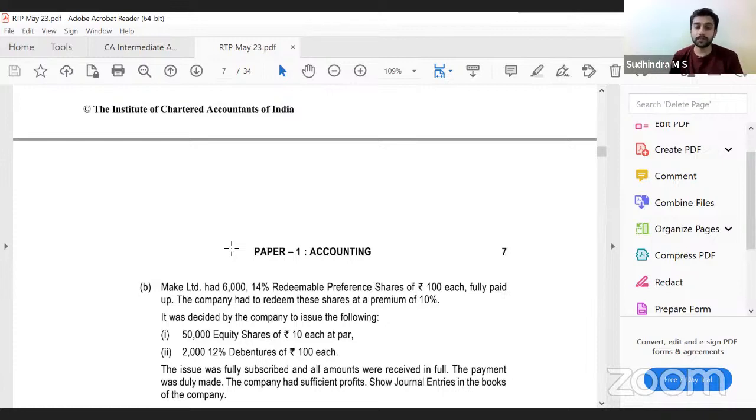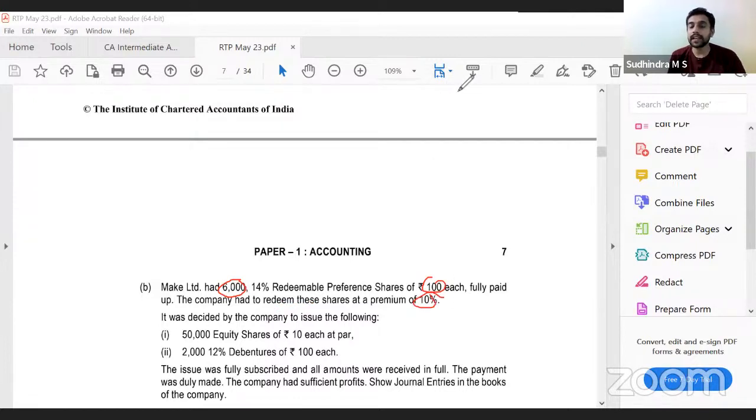A similar problem we had discussed earlier in the class. So first we will go with the issue: issue of equity shares, issue of debentures. Then they have to redeem. With regard to redemption, the number of shares to redeem is 6,000 of 100 each at a premium of 10%.